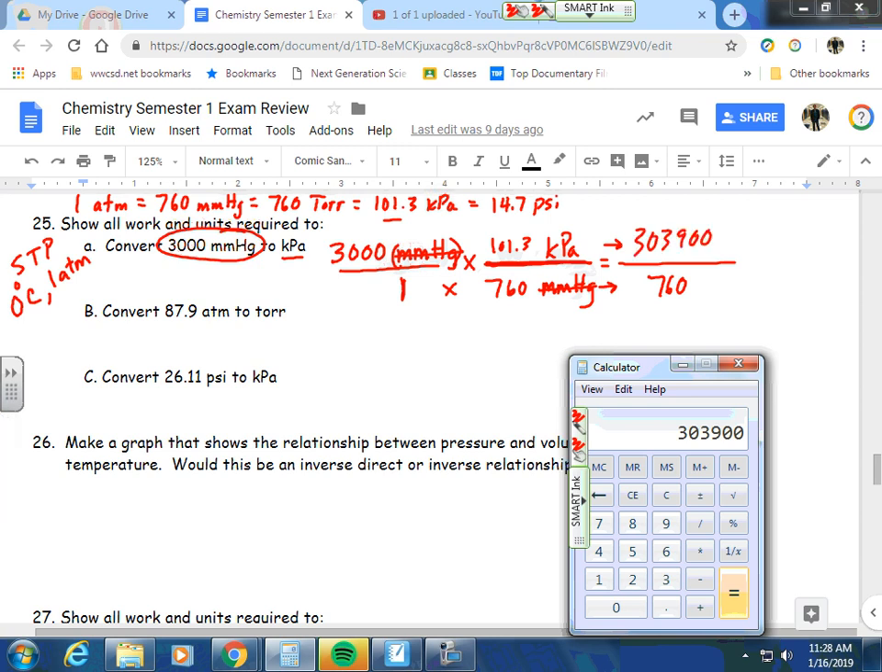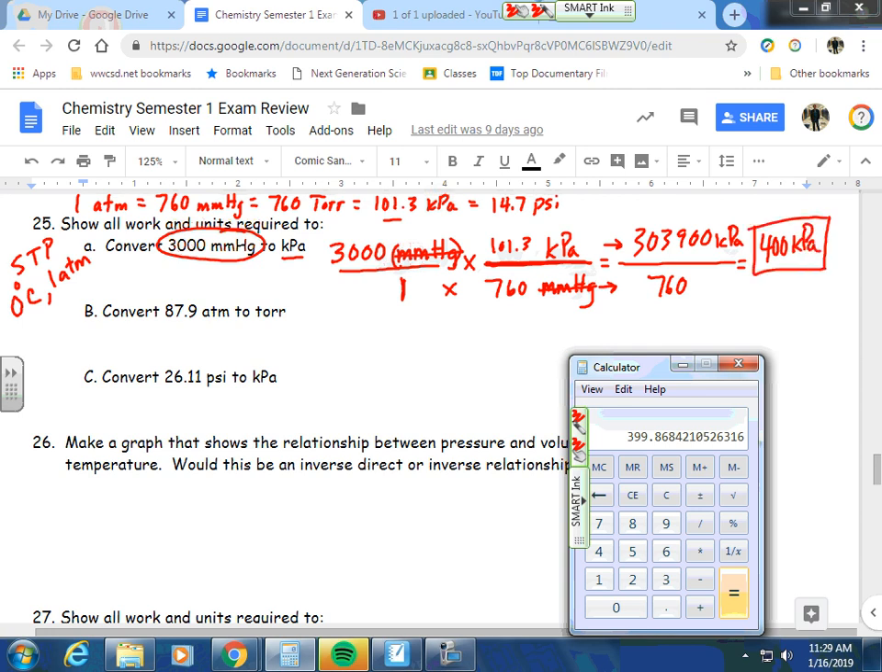And I do have units left on top. I have kPa's. Okay? Now, to get my final answer, I'm just going to do division there. So I'm going to take that 303,900. I'm going to divide it by 760. And that's going to give me a final answer of roughly 400. And the units, like I said, are still there, kPa's.